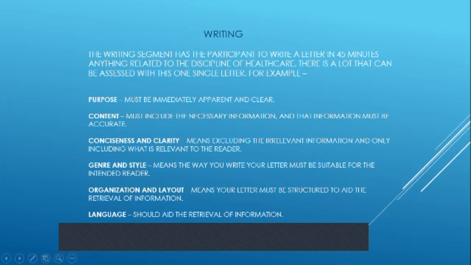Now, organization and layout means your letter must be structured to aid the retrieval of information, which means when you get a letter, you want it to be clear and easy to read, isn't it? Not for you to get confused and waste time, which means it should be in a sequence. As I said, introduction, medical history, social history, nursing management, and your discharge plan according to that, right? So now coming to language. Language should also aid the retrieval of information. Your language should be such that it is easy for everybody to understand.